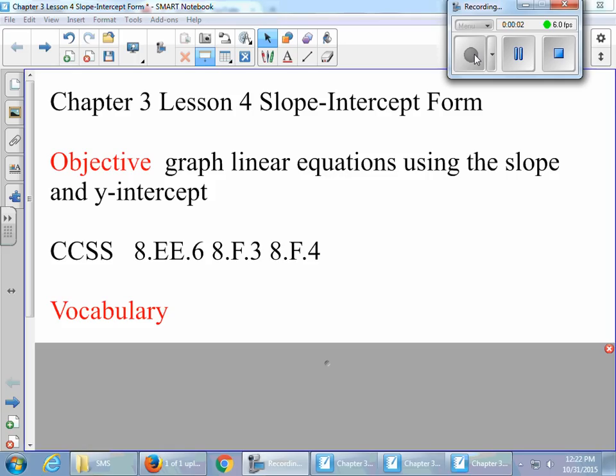Okay, welcome to Chapter 3, Lesson 4, Slope-Intercept Form. Our learning target, or objective, for this lesson is to graph linear equations using the slope and y-intercepts.